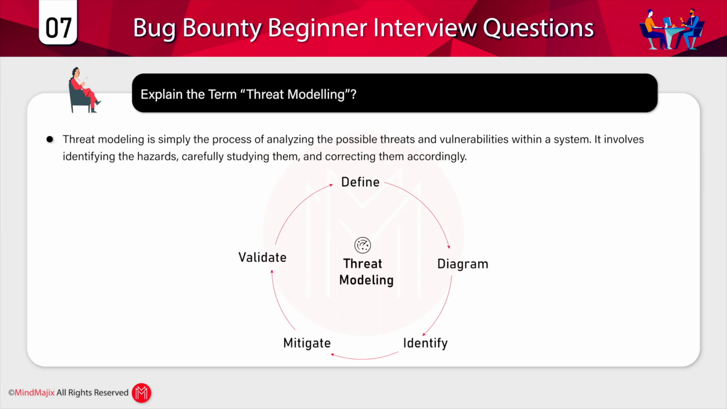And next, explanation of threat modeling. They are going to ask what is threat modeling. Threat modeling is a simple process of analyzing possible threats and vulnerabilities within the system. It involves identifying the hazards, carefully studying them and correcting them accordingly. So we are going to find all those things and correct them accordingly based on that particular web application.